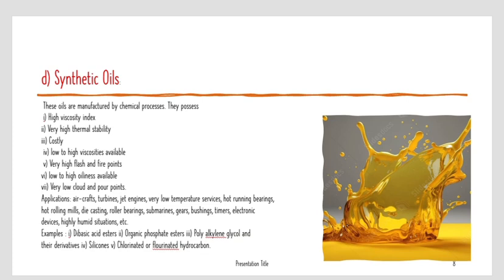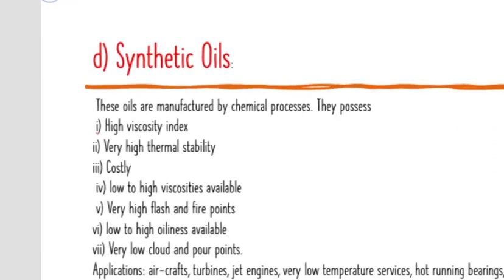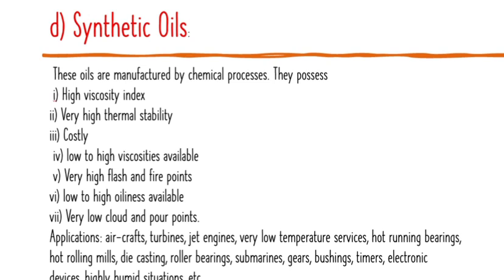So the last type of lubricating oil is synthetic oil. These oils are manufactured by chemical process. So it is also easy to remember. Means when we say synthetic oil, we will definitely call it a chemical process.